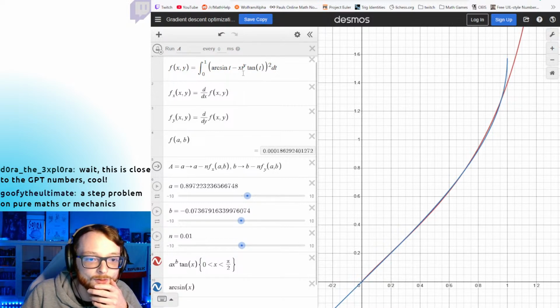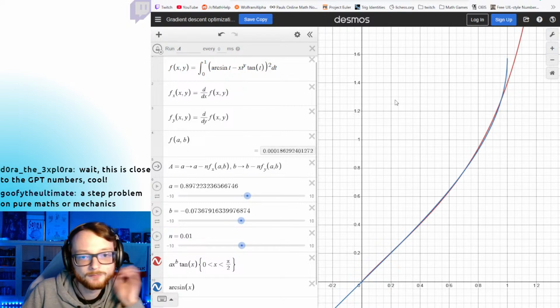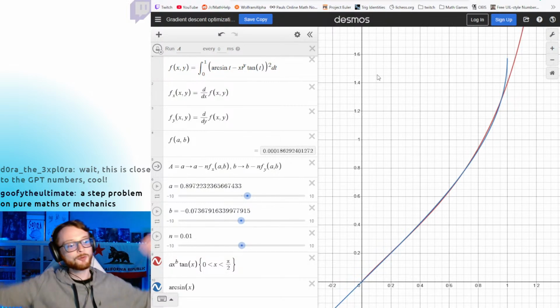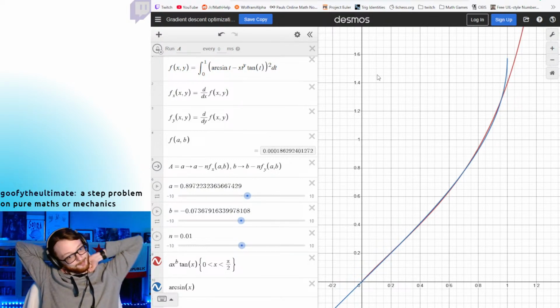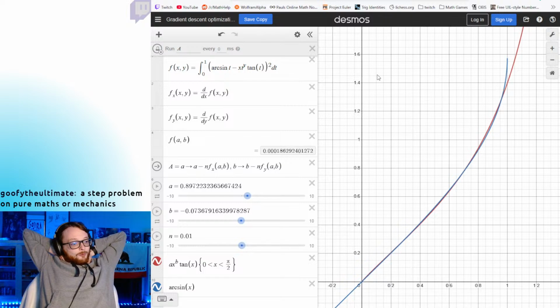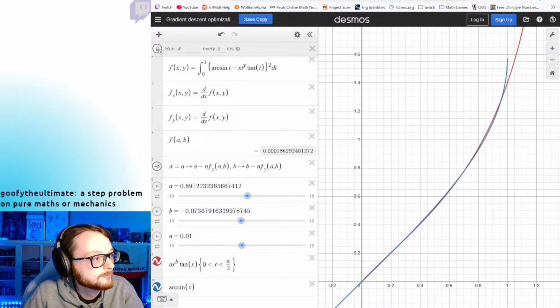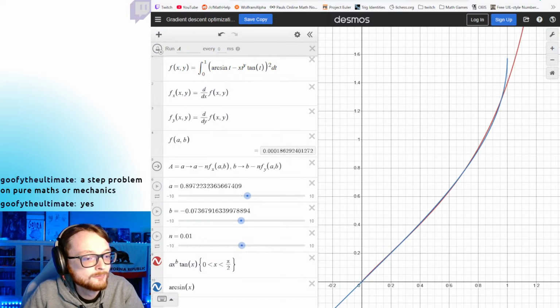The choice of function is kind of interesting. Like, why a polynomial times tangent? If you're asking me what I would rather do, or what do you mean? I would take either. I guess I'll lean towards pure math.